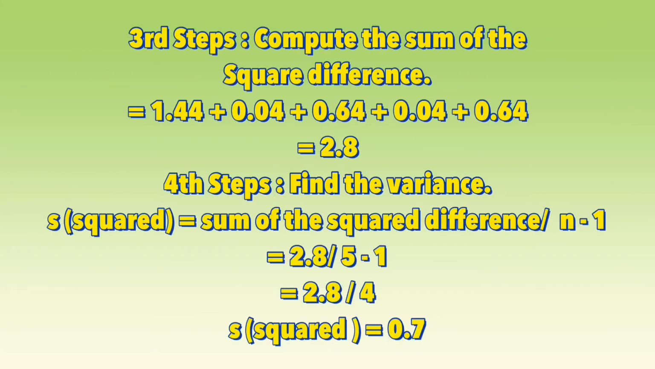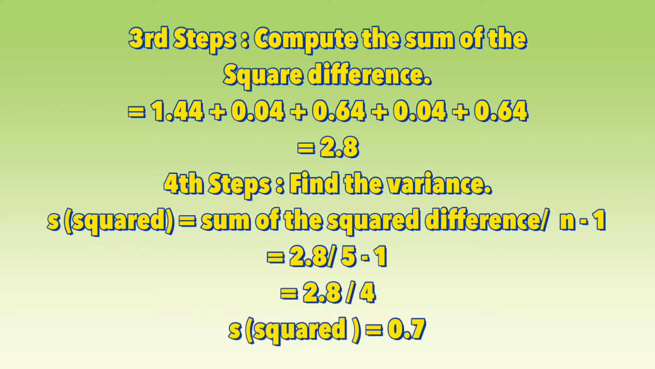The third step, we have to compute the sum of the squared differences. So the squared differences are 1.44 plus 0.04 plus 0.64 plus 0.04 plus 0.64. This came from the second step. Then we're going to add, the total is 2.8.